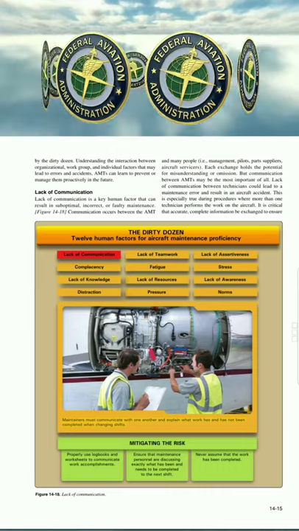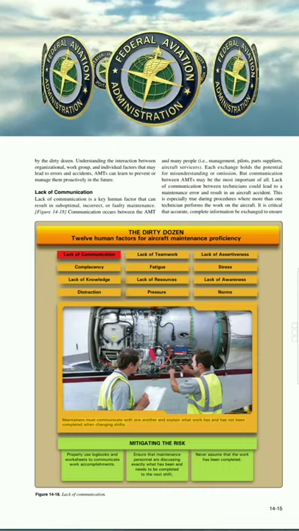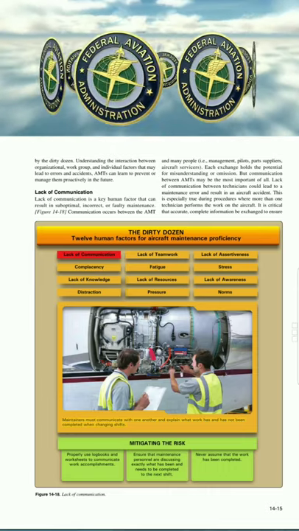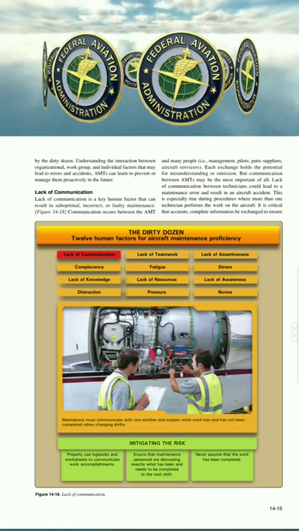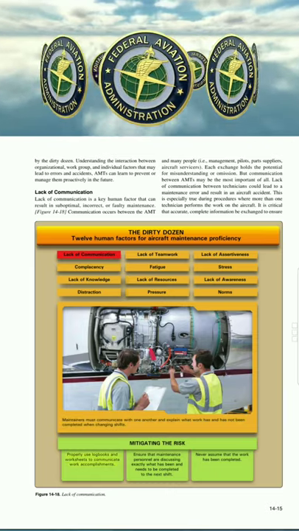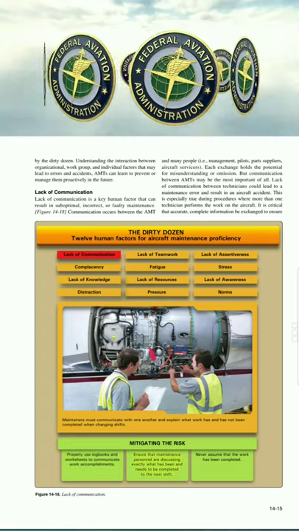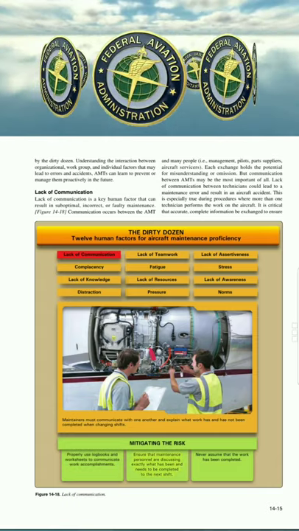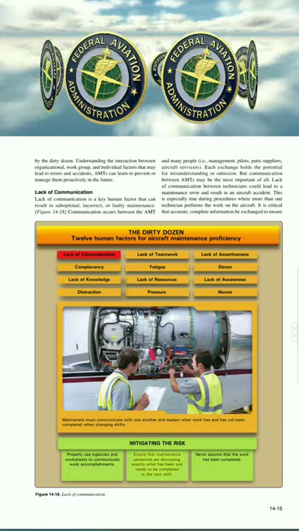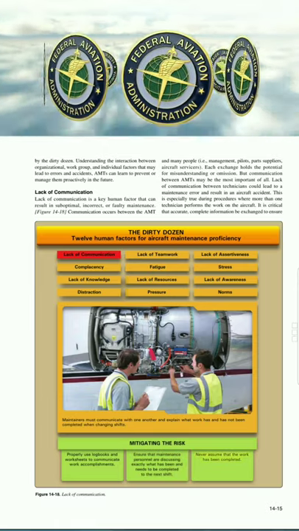Maintainers must communicate with one another and explain what work has and has not been completed when changing shifts. Mitigating the risk: properly use logbooks and worksheets to communicate work accomplishments. Ensure that maintenance personnel are discussing exactly what has been and needs to be completed to the next shift. Never assume that the work has been completed.